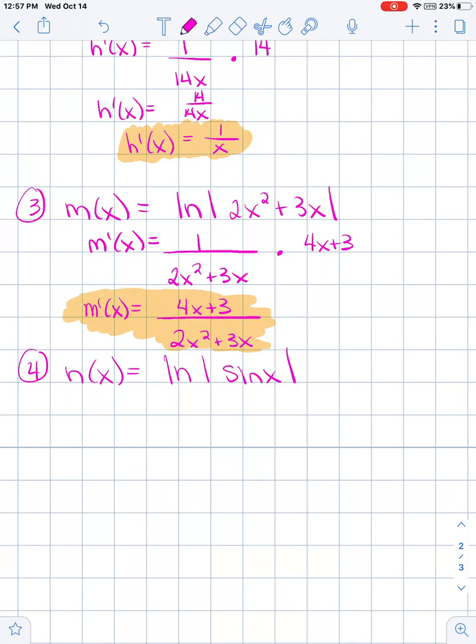Okay, I hope you tried the second one as well. So for n prime of x, the derivative of the outer function, so that would be 1 over the sine of x, multiplied by the derivative of the inner function. The derivative of sine is cosine. And then if we combine those together, I get cosine x over sine x, which is an identity you should know. Cosine x over sine x is cotangent x. That's not something you have to memorize, but it's something that's good to know, that the derivative of the natural log of sine x is just cotangent, interestingly enough.